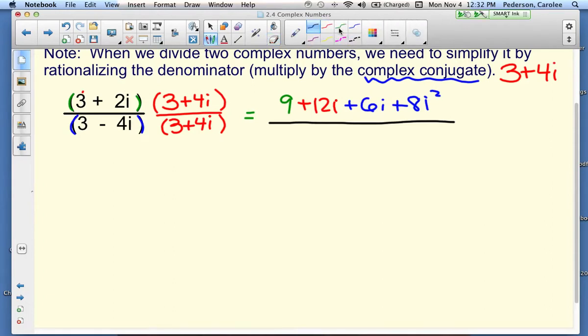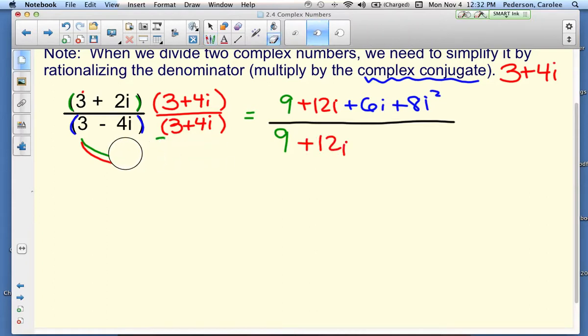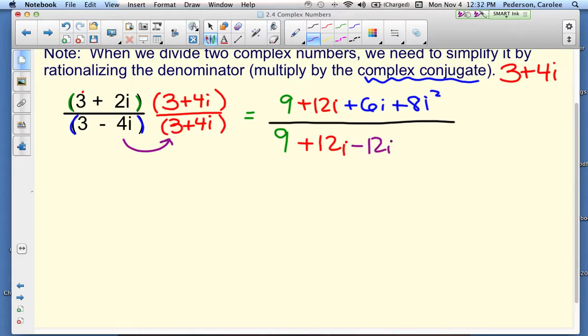And I'm going to do the entire FOIL, even though we know that with complex conjugates, the middle terms cancel out. I'm going to show that they will. So 3 times 3 is 9. That's first. 3 times 4i is 12i. So we've done first and outside. Inside, negative 4i times 3 is negative 12i. And then negative 4i times 4i is negative 16i squared. Do some simplifying.